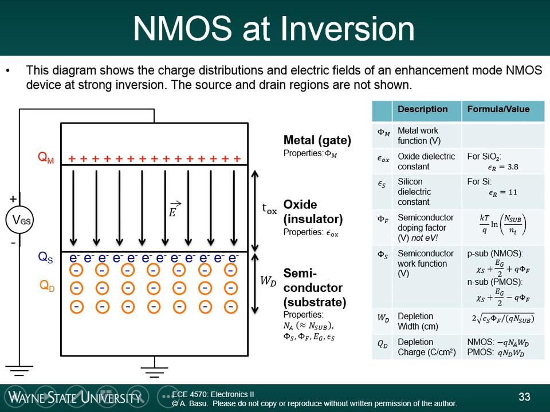For an NMOS device, the depletion charge is negative q times NA times the width of the depletion region. The width of the depletion region is given in centimeters, so it's just this distance here. NA has units of 1 over centimeter cubed, and the unit for q is coulombs. So the depletion charge is given in terms of coulombs per centimeter squared. For a PMOS device, it's the same formula, except you have ND instead of NA, and the depletion charge is positive, not negative.